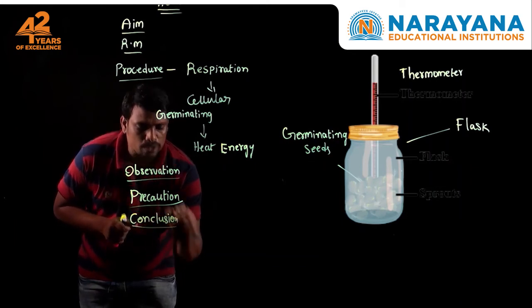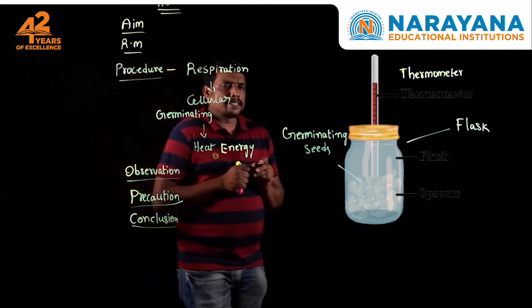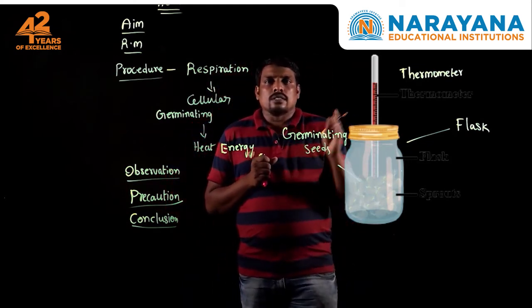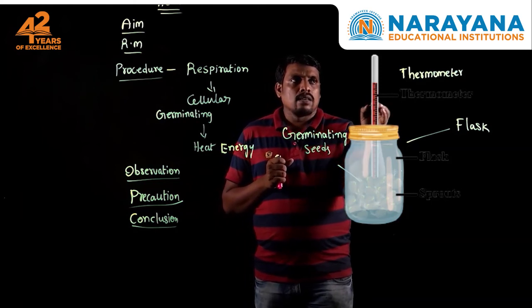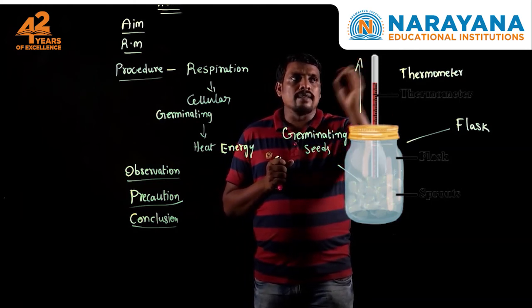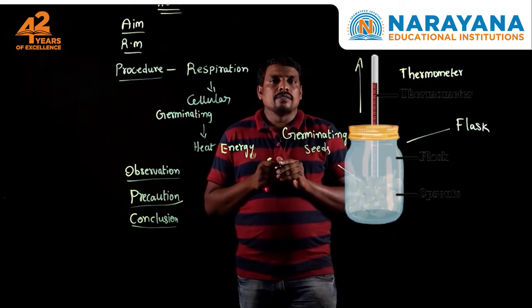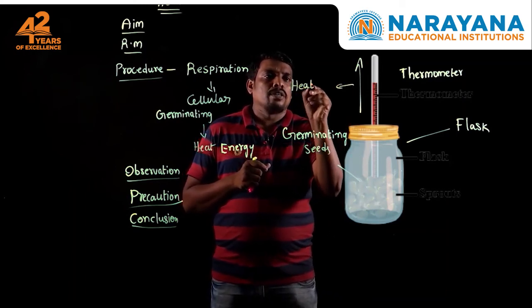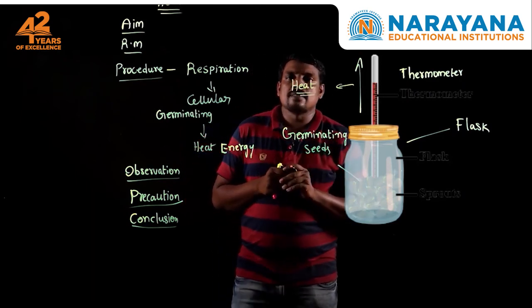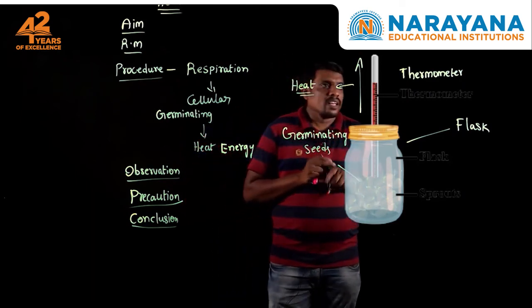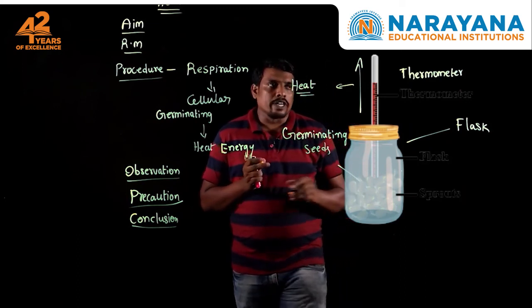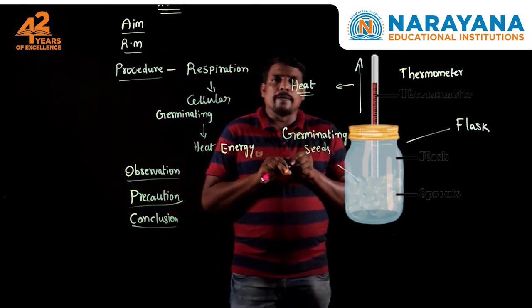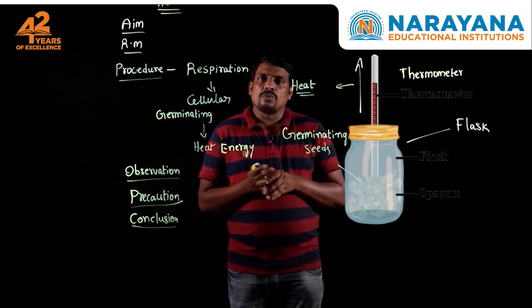What is your conclusion? By the above experiment, I observed the thermometer levels or mercury levels rise in the thermometer, that indicates heat energy is produced in the germinating seeds during respiration. This is our experiment. Okay? And this is our today's experiment on heat energy production.